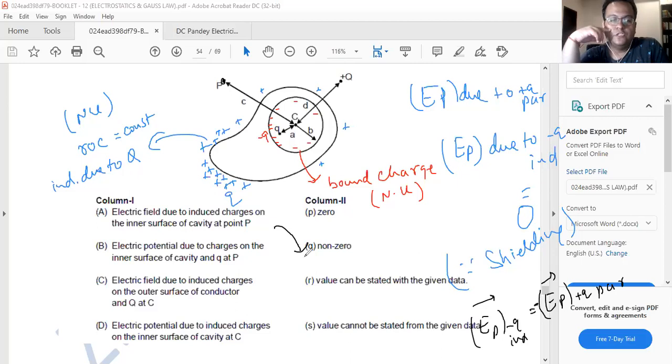Electric potential due to the charges on the inner surface of the cavity and Q. What will that be? Why? Why 0? So same reason. Is it the same reason?